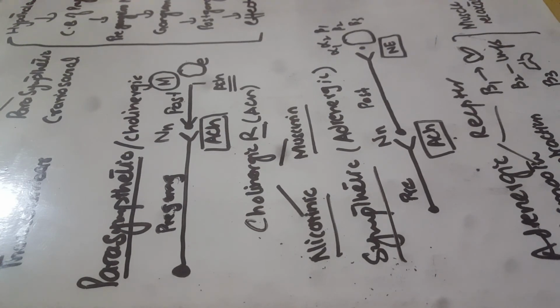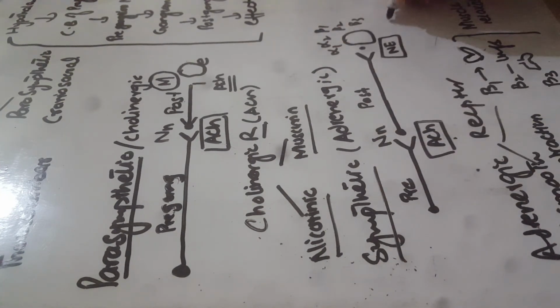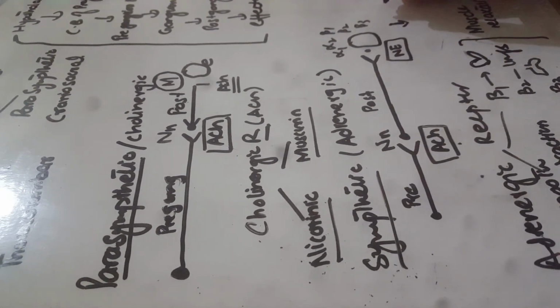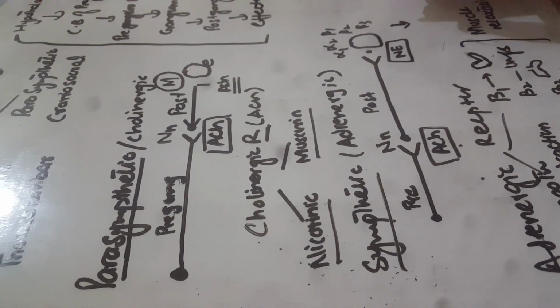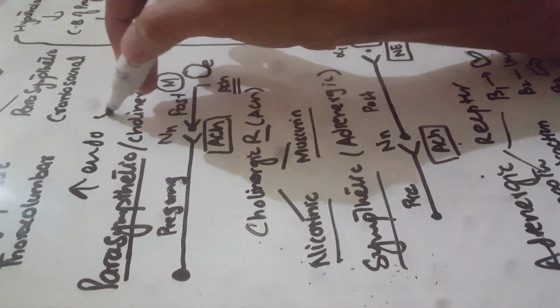This is all. Sympathetic adrenergic action decreases the endocrine secretion, and parasympathetic increases the endocrine secretion.